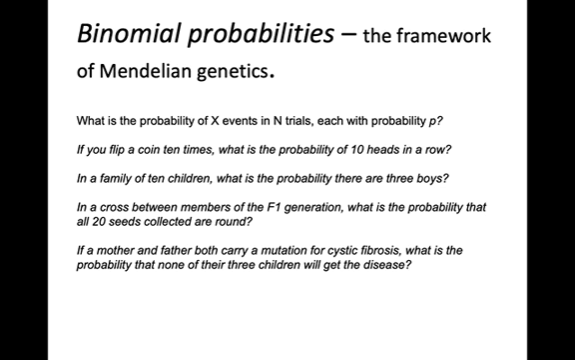You can also ask, from the simplest perspective, if you flip a coin 10 times, what is the probability of 10 heads in a row? In a family of 10 children, what is the probability that there are 3 boys? We provided that framework in the last lecture. In a cross between members of the F1 generation, what is the probability that all 20 collected seeds are round? This is why we work on this, because you can answer questions like this: if a mother and father both carry a mutation for cystic fibrosis, what is the probability that none of their 3 children will get the disease?